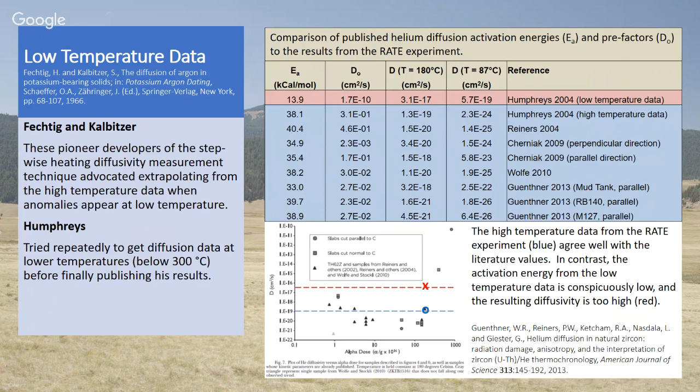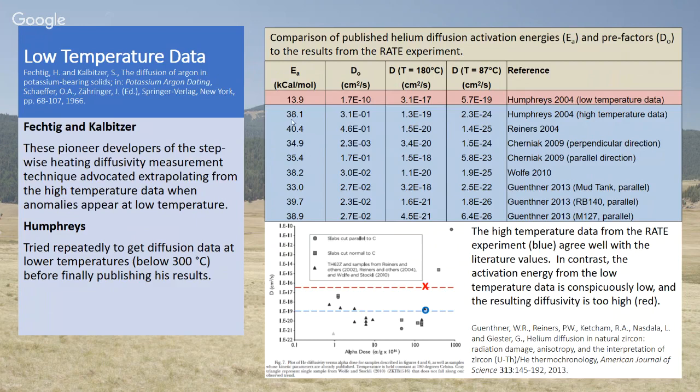So when the RATE, let's look at this table here. When the RATE study was published, they first started publishing in 2004 and 2005, very little was known about helium diffusion in zircon. Over the course of the last 12, 13 years, several researchers have studied the system. So we know a lot more about helium diffusion in zircon today than we did back in 2004.